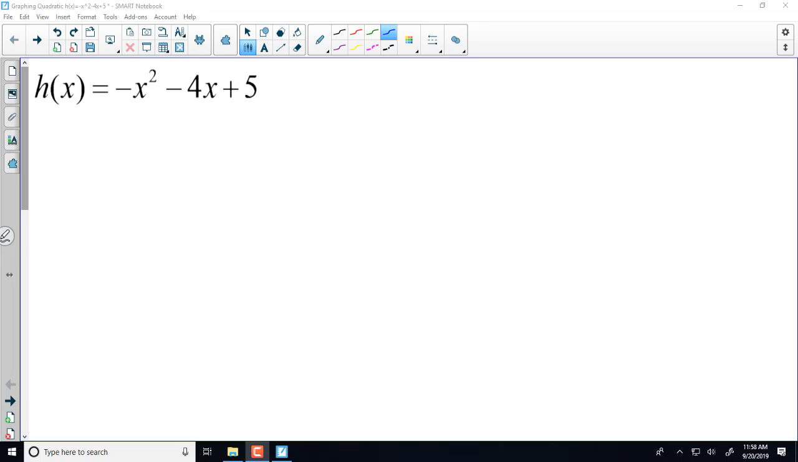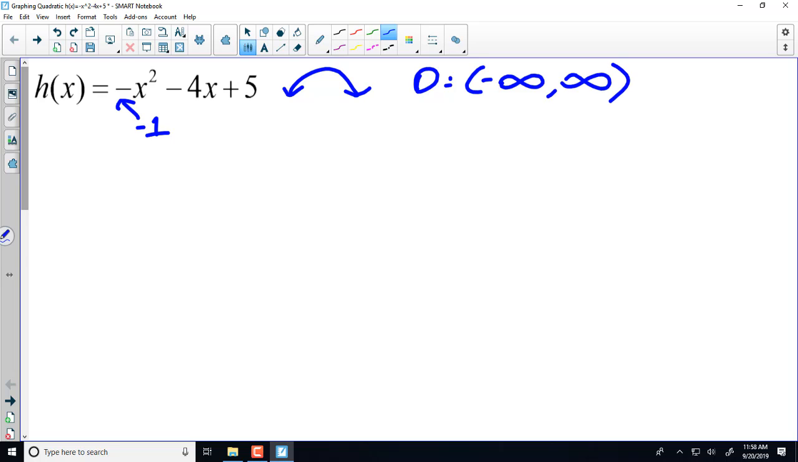So here's our quadratic. The first thing we'll observe is that we've got this negative sign in front of the x squared. It's actually -1, but the point is it's a negative number. So that means that this parabola is going to be opening down. Also, just like every quadratic and its associated parabola, our domain is going to be -infinity to infinity.